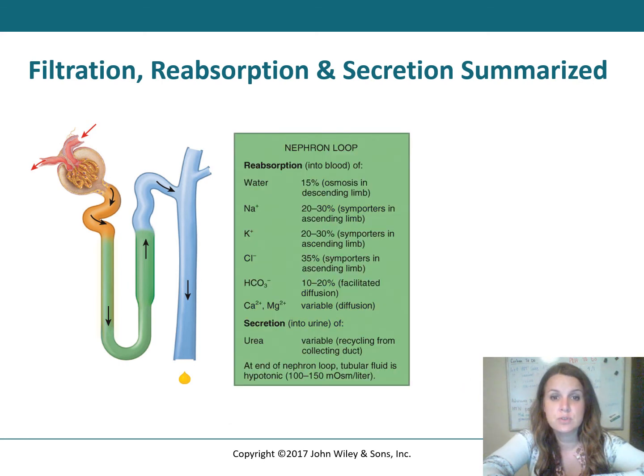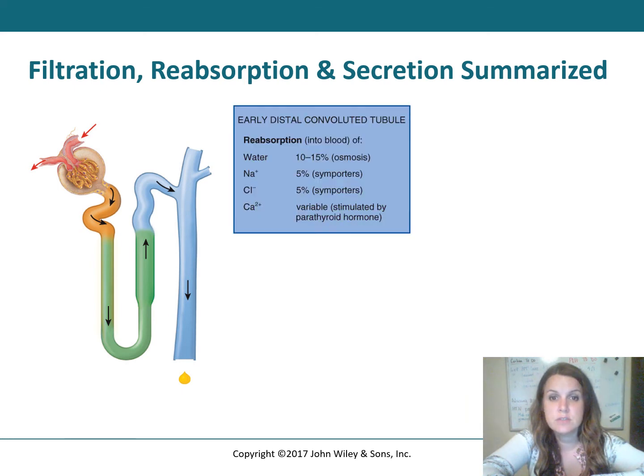You're going to have more reabsorption in the nephron loop. Most of your water reabsorption is actually going to occur in the descending loop, whereas the sodium, potassium, and chloride reabsorption are mostly going to occur in the ascending limb. You have some secretion as well, which means you're going to be dumping some urea into that portion. And at the end of that nephron loop, the tubular fluid is actually hypotonic, or less concentrated than what blood concentration is. So here it's about 100 to 150 milliosmoles per liter.